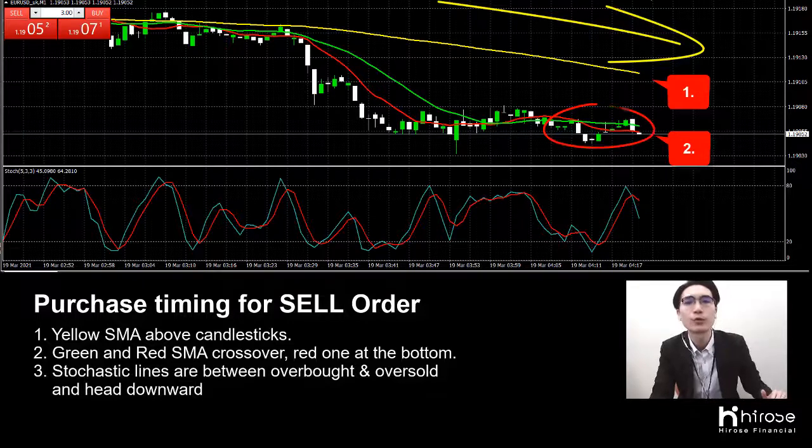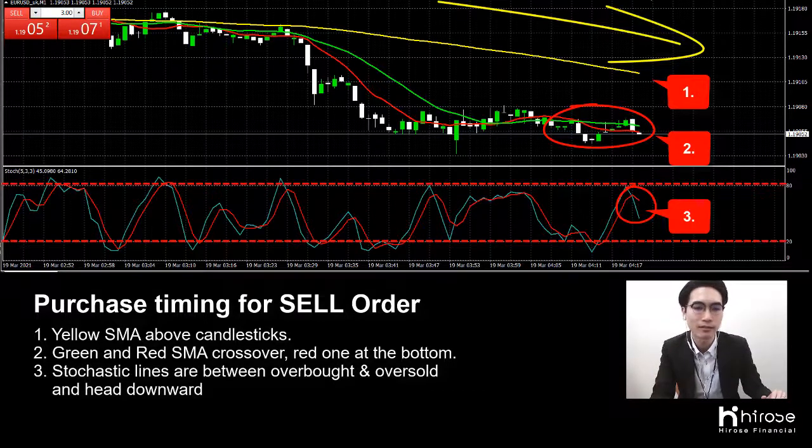Then next we move on to the green and red simple moving average. I need them to cross over, and then I need the red one to go to the bottom. After I confirm this from the simple moving average, I will move on to the stochastic. I need the two lines, the green and red one, to be between the overbought and oversold and to head downward. After I confirm these three signals from both indicators, I will place a sell order. So this is how you use the simple moving average and stochastic together.